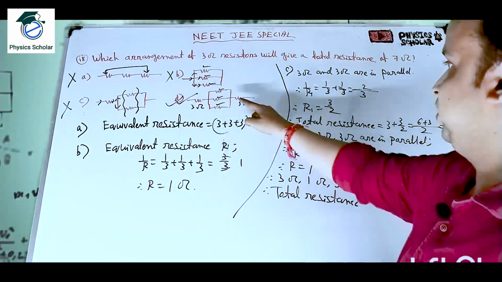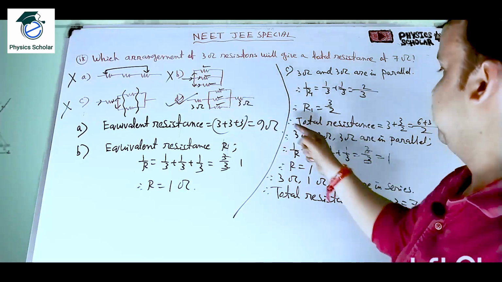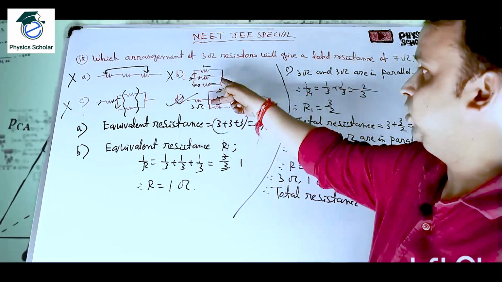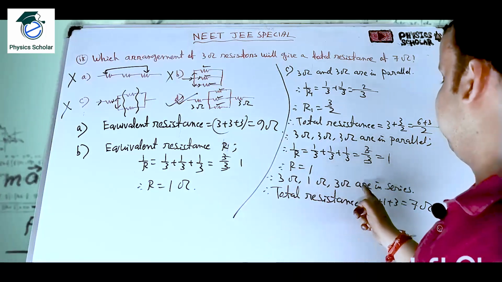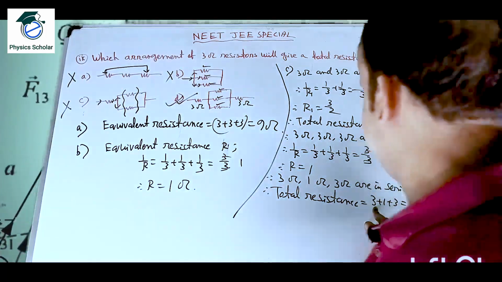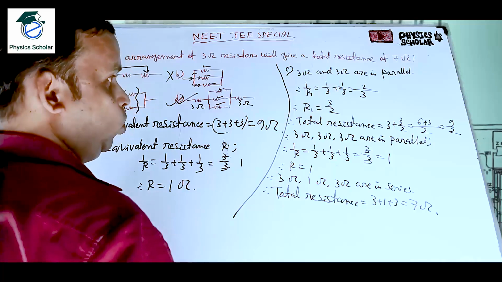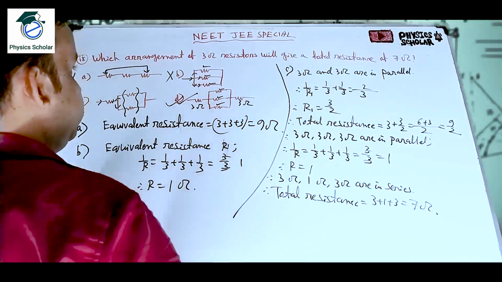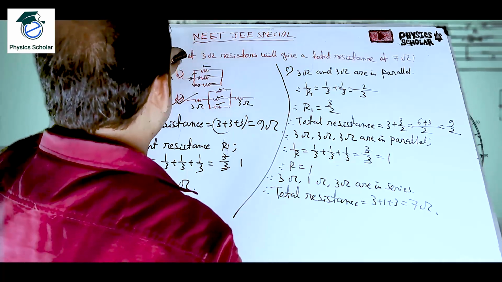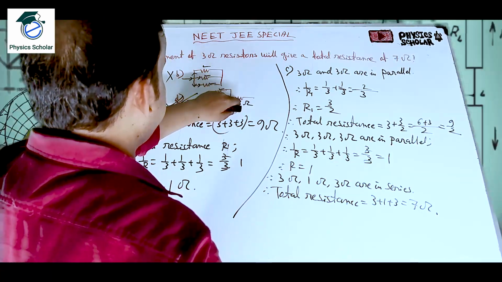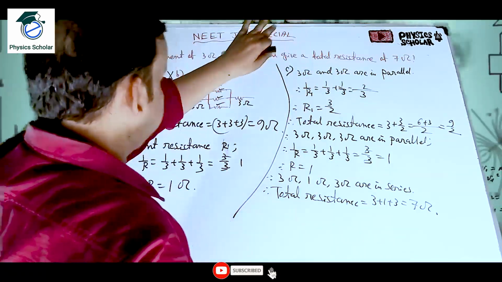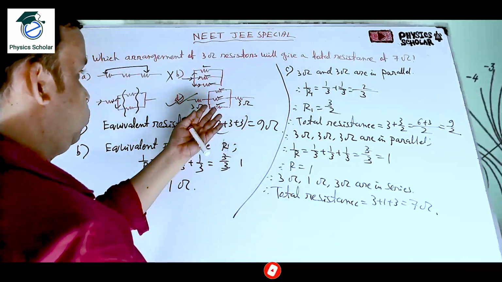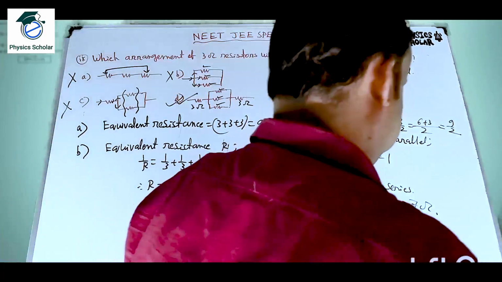So here 3 and 3 are in parallel, so the equivalent resistance is 1. Clear? And this 3 and this 3 are in series with this one. Clear? So 3, 1 and 3 are in series, so the total resistance what? 3 plus 1 plus 3, that means 7 ohms. Okay, so very easy, that means what? Option D is correct. So this circuit is correct. If the value of all the resistances is 3, then the equivalent resistance will be 7. So this circuit is correct for this problem.